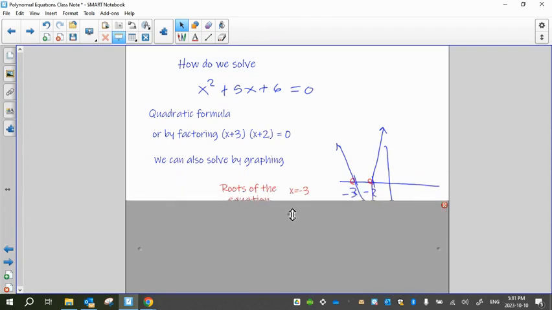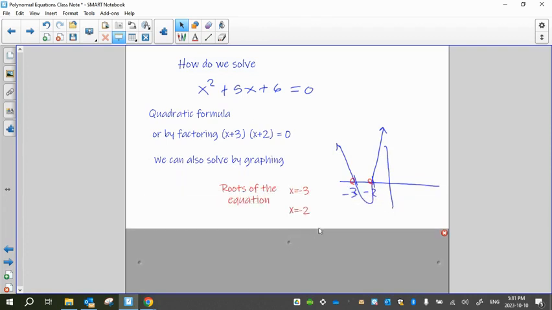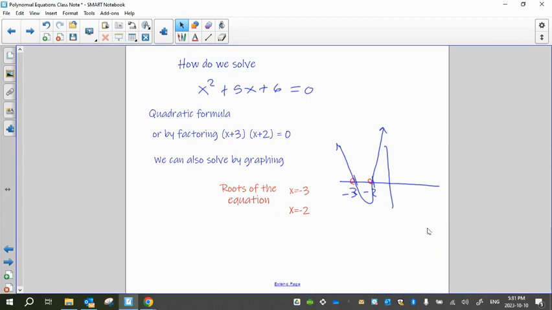We can always solve by graphing. So from our factored form, we can see that the roots of the equation, or the zeros, are at x equals -3 or at x equals -2. So our graph might look something like this.